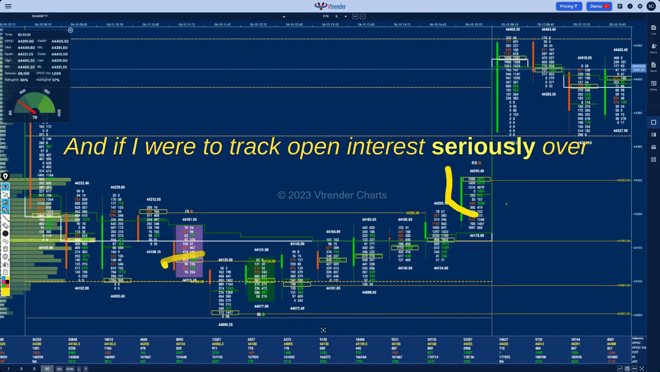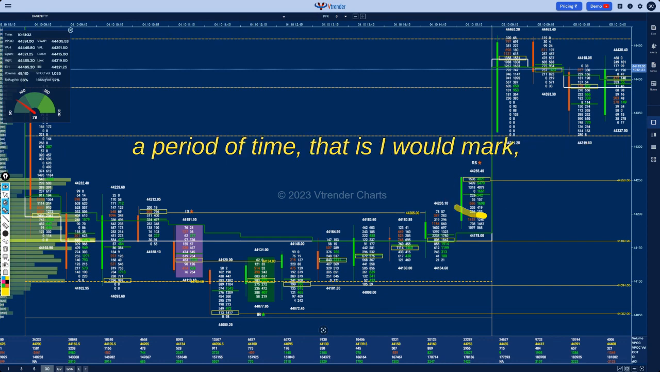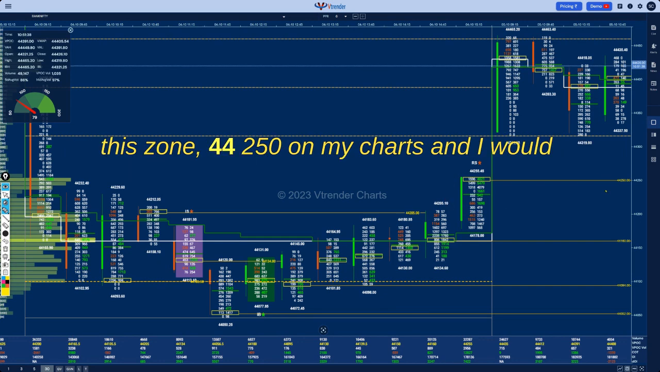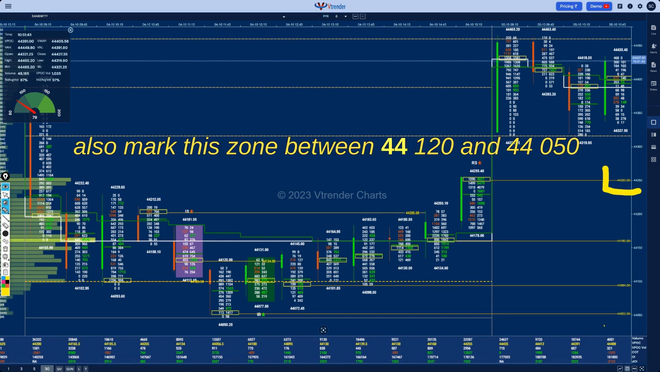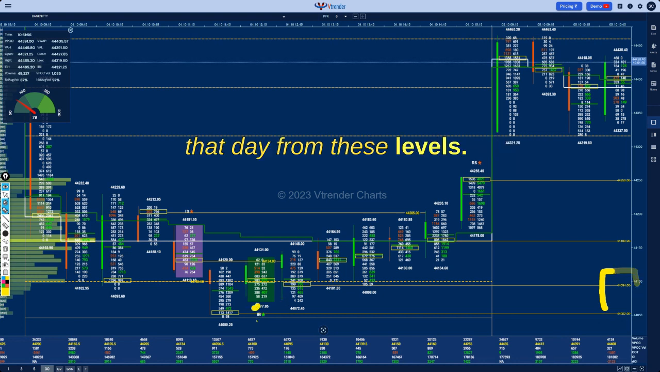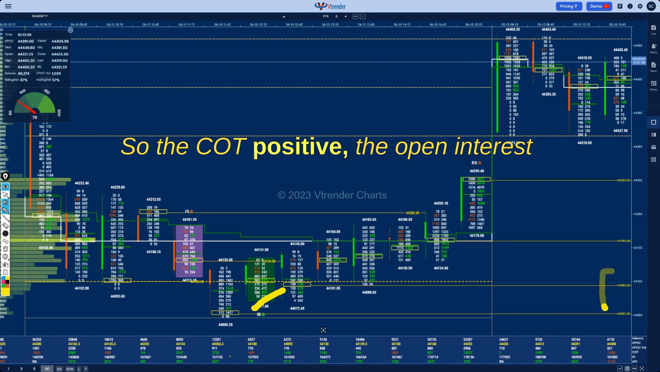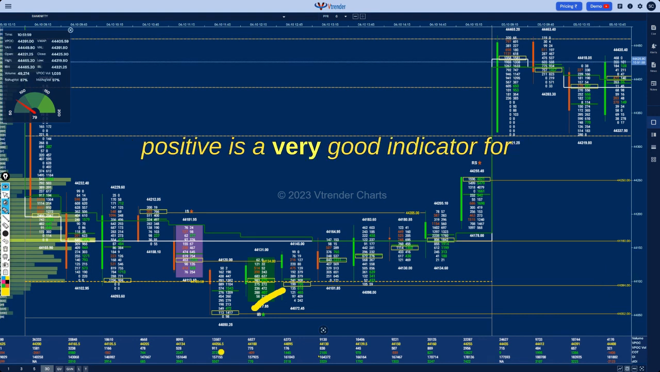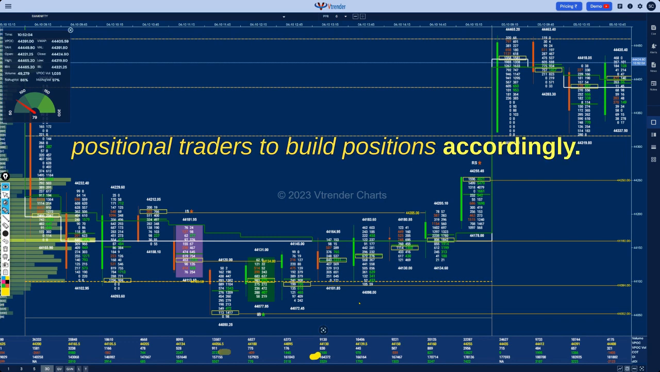If I were to track open interest over a period of time, I would mark this zone 44,250 on my charts, and this zone between 44,120 and 44, where the market carried volume home that day from these levels. So a positive COT and positive open interest is a very good indicator for positional traders to build positions.